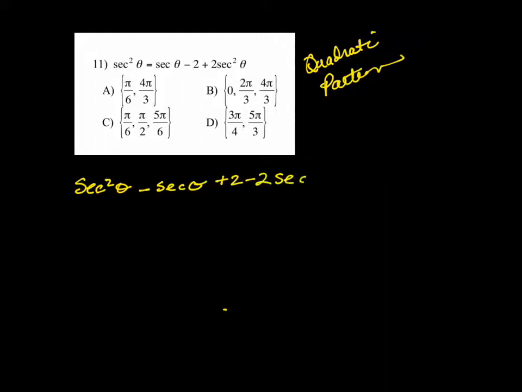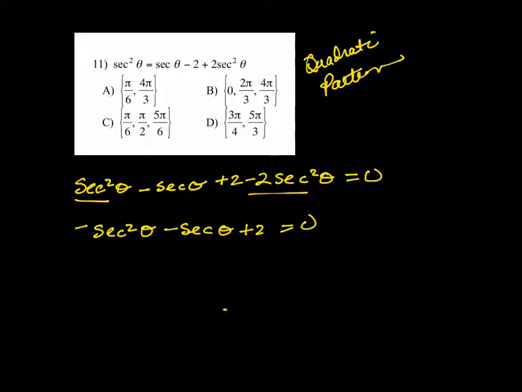Okay guys, this is another solving equation by quadratic pattern. Okay, so we have secant squared theta, and let's subtract the other, minus secant theta plus 2 minus 2 secant squared theta equals 0. So we would have negative secant squared theta minus secant theta plus 2 equals 0.